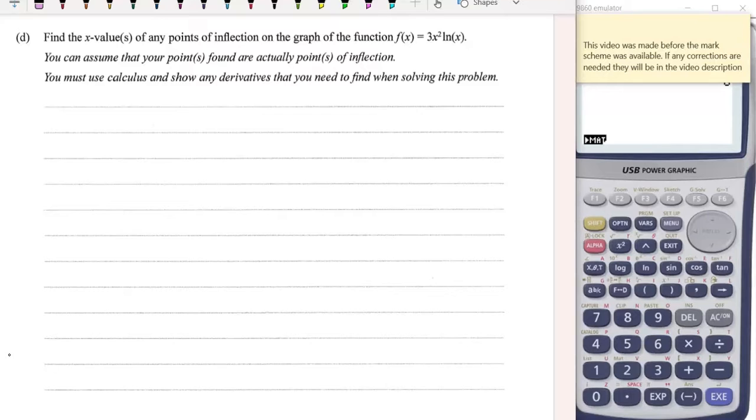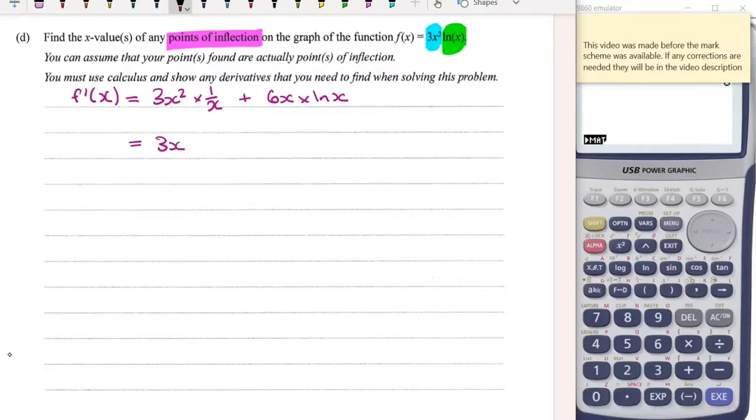Now for D, we want to find the points of inflection on this graph here. Now points of inflection happen when the second derivative is equal to 0. So let's step through to get to that point. First derivative will be, this is the product rule. So we have a piece here being multiplied by a piece here, so we need to do a product rule on that. So we'll do 3x squared times 1 over x plus 6x times log of x, and that simplifies to being 3x plus 6x natural log of x.